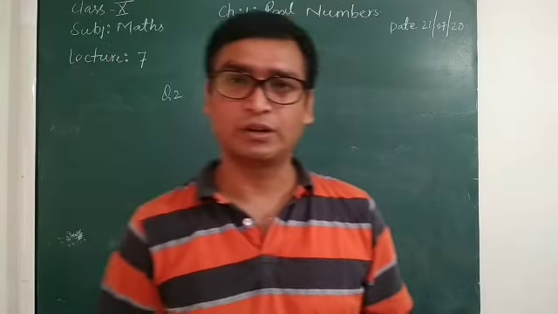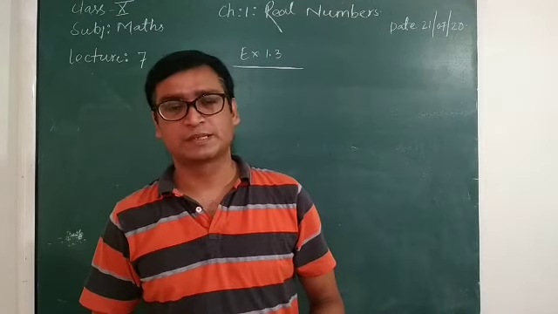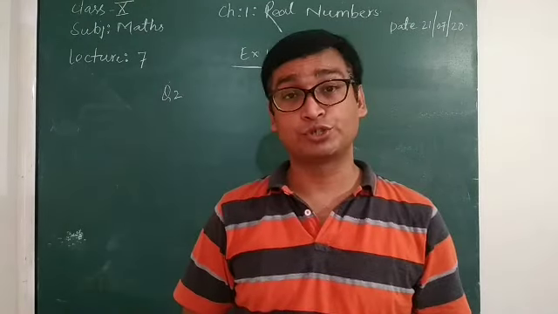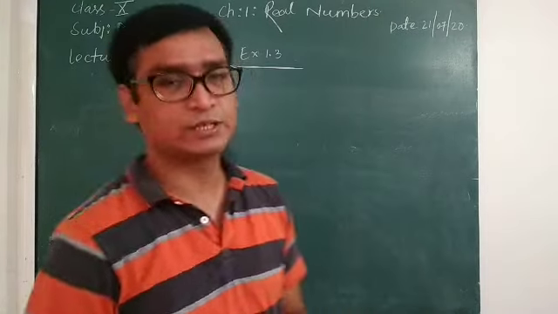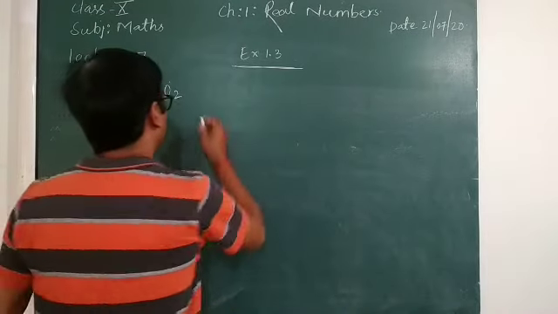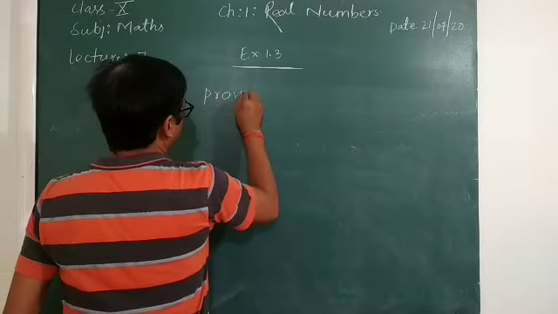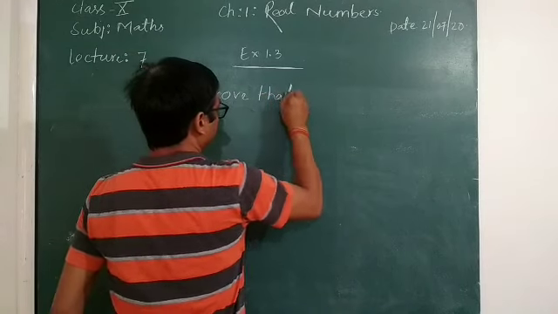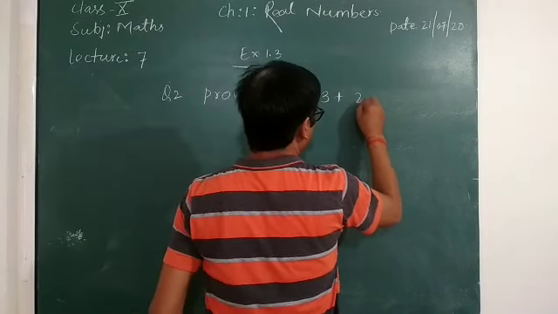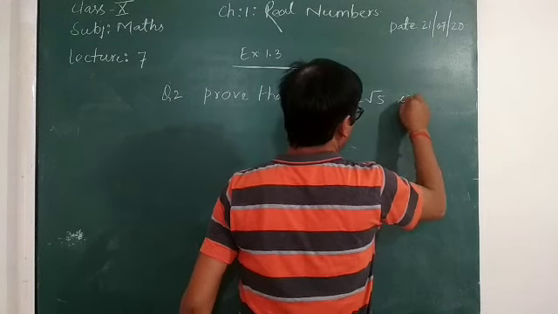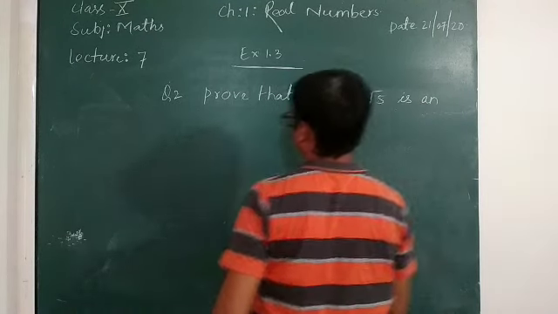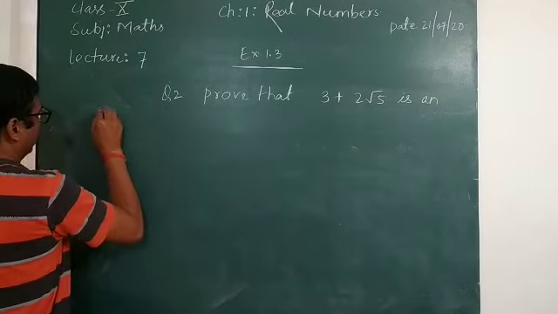Now in this lecture, we will solve exercise 1.3 question number 2. Now what is this question number 2? Question number 2 is that prove that 3 plus 2 root 5 is an irrational number.